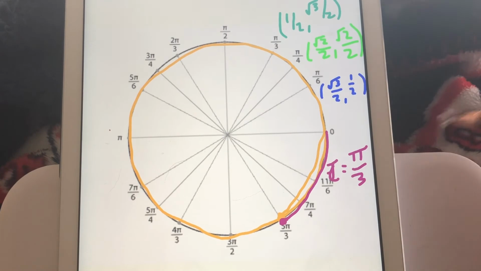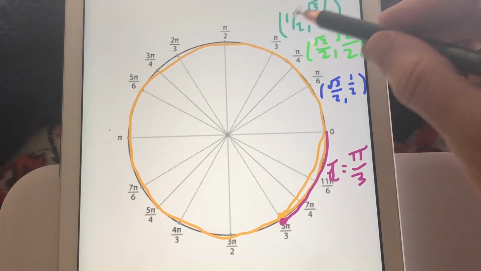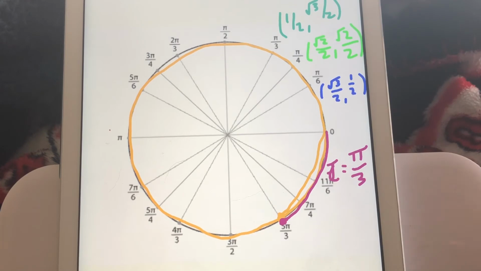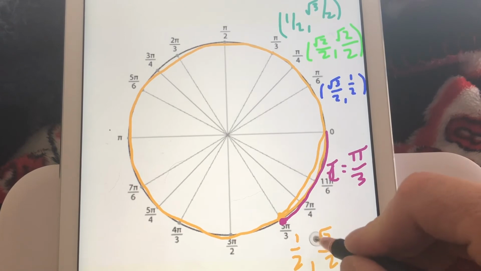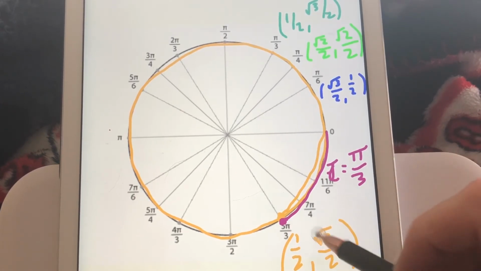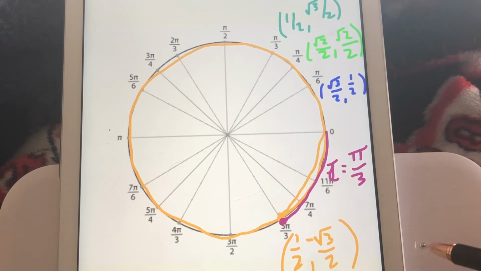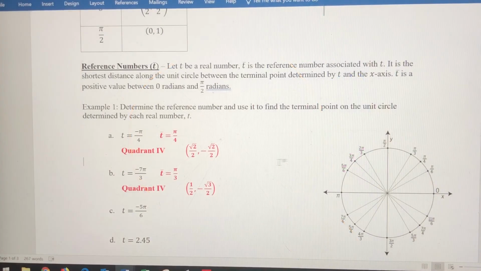So what that means is I'm going to be using this ordered pair, 1/2, radical 3 over 2, just like in the previous one. The only thing that's going to be different, though, because I'm in quadrant 4, is my y value has to be negative. So the terminal point associated with negative 7 pi over 3 is 1/2 comma negative radical 3 over 2. So for negative 7 pi over 3, t bar was pi over 3. We were in quadrant 4. X value is positive, in this case 1/2. Y value is negative, in this case negative radical 3 over 2.